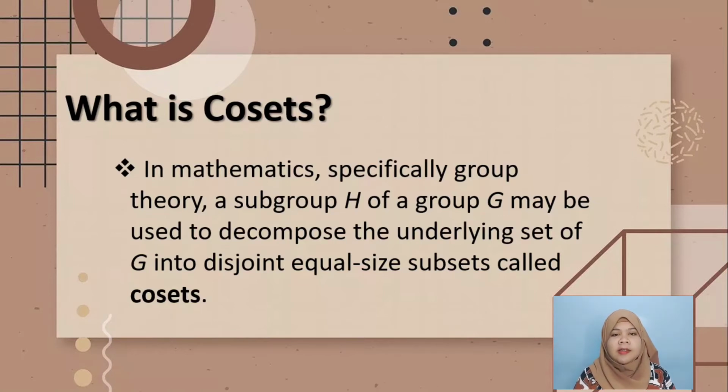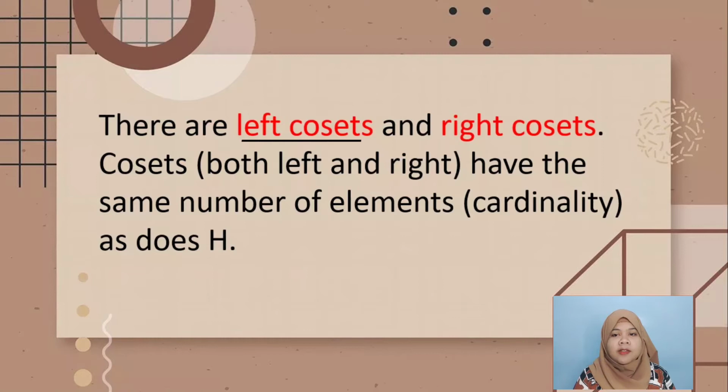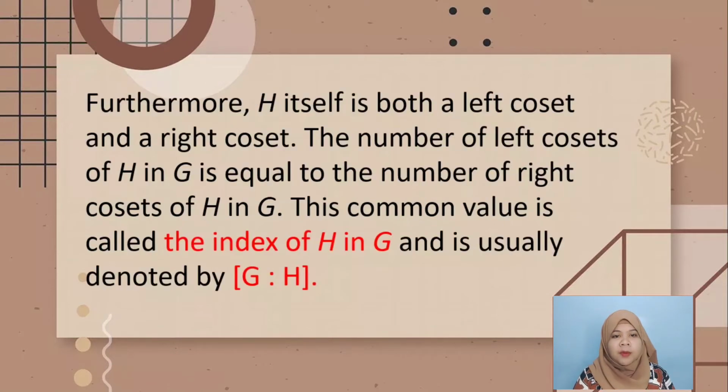In cosets, there are left cosets and right cosets. Cosets, both left and right, have the same number of elements, the same cardinality, as H. Furthermore, H itself is both a left coset and a right coset.